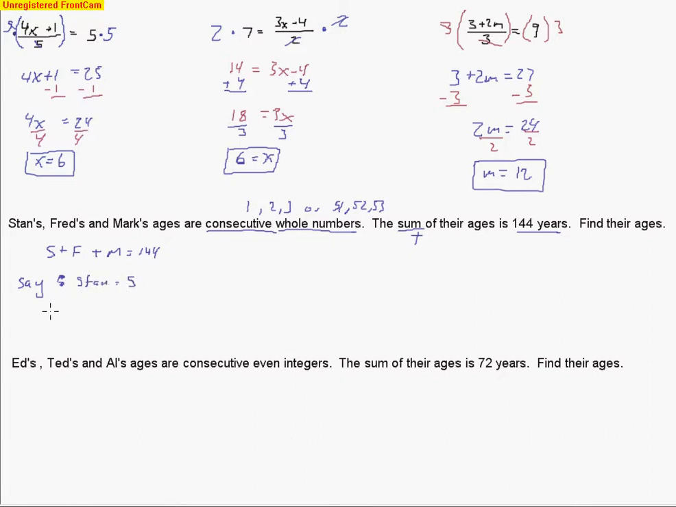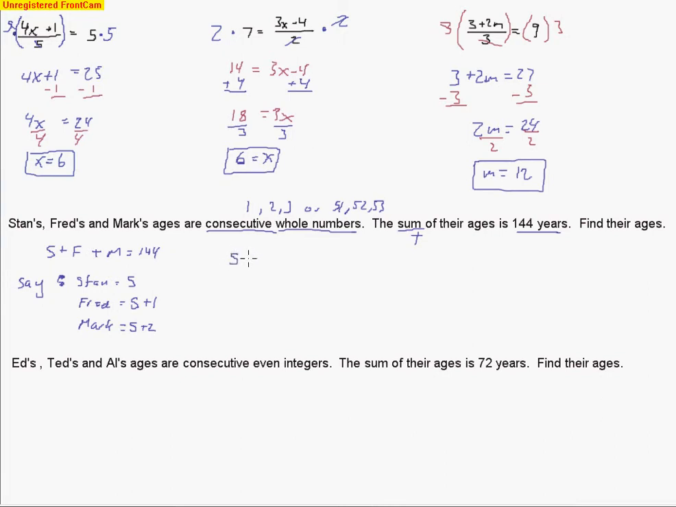All right, if that's the case, then Fred's age would equal S plus 1. And then Mark's age, and again we're assuming that Stan's the youngest, then Fred, then Mark, would be S plus 2. Because if, let's say, Stan was 51, Fred would be 52. That would be 1 more than Stan's age. Mark would be 53, which would be 2 more than Stan's age. So now we only have one unknown, this one S. So let's go ahead and rewrite our equation that we've had over here.